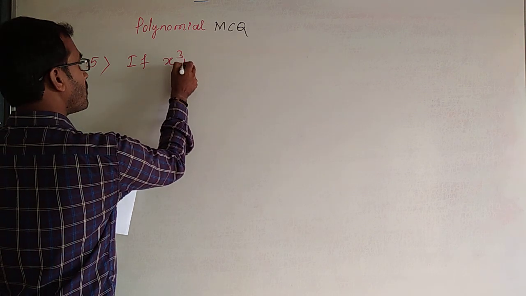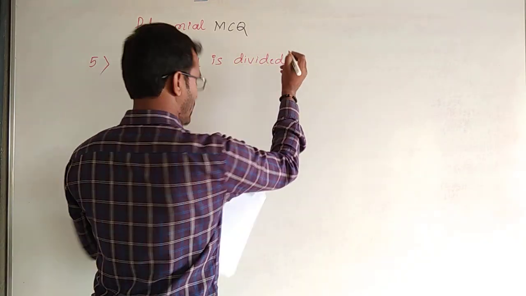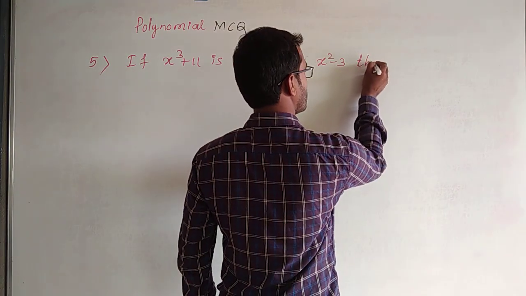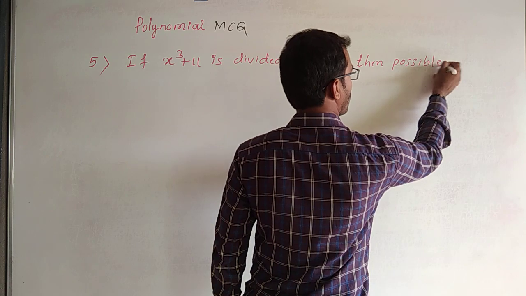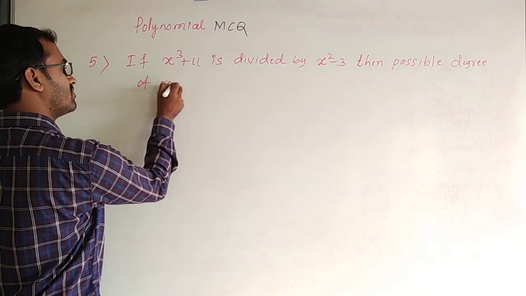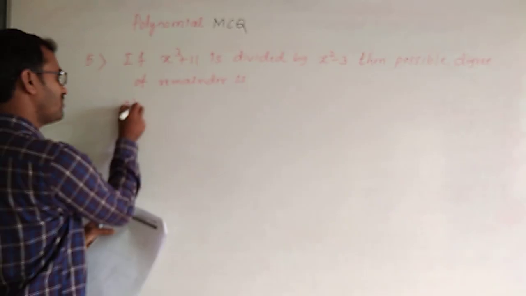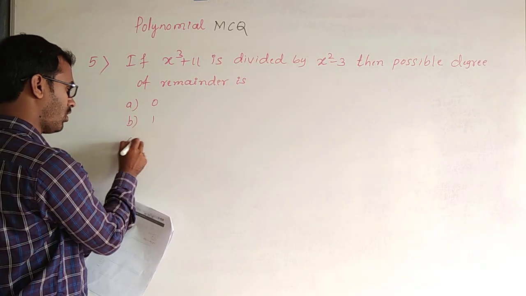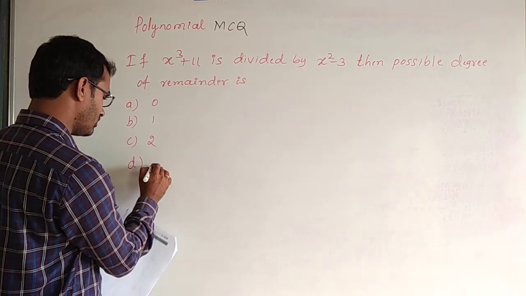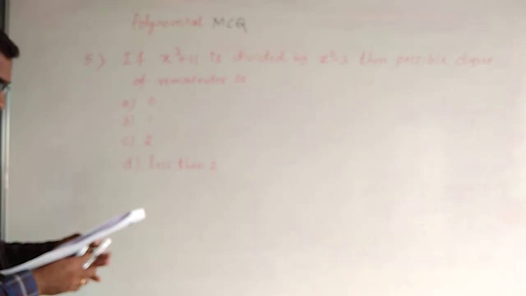If x cube plus 11 is divided by x square minus 3, then the possible degree of the remainder is: options A, 0; B, 1; C, 2; D, less than 2. Which one is the right answer?